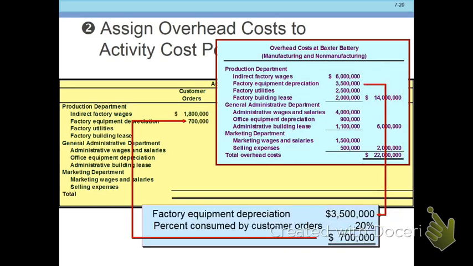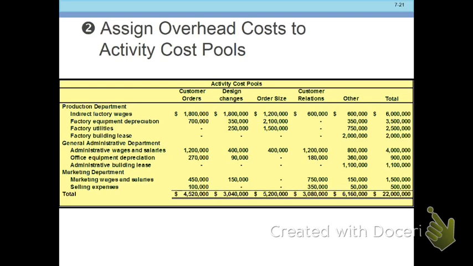Notice the next one, factory equipment depreciation, 3,500,000. That percentage was 20%, so I put 700,000 in customer orders. And then I go ahead and complete the entire item. First off, some of those things that had zeros have no costs assigned. That's perfectly okay. When it had 100%, there's the 2 million and there's the 2 million. That's perfectly okay. Notice the amounts add up to give us that total of 6 million.